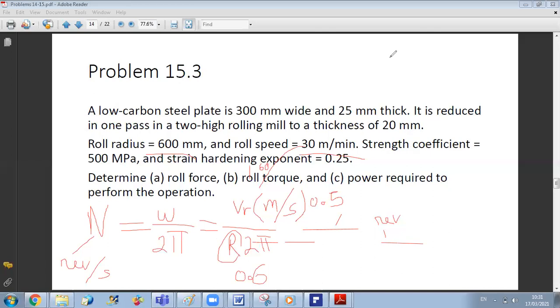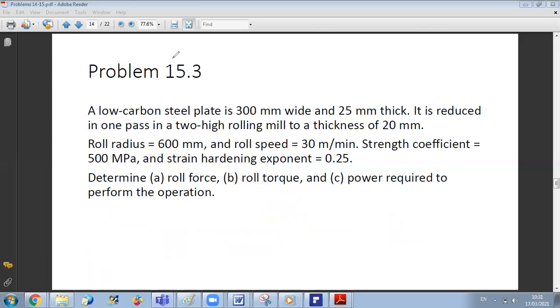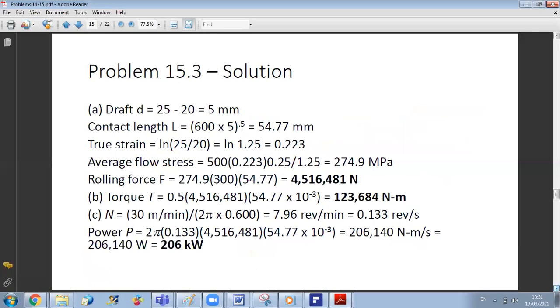Let us see the details of the calculation here. For the draft first, it's T0 minus T final. For the contact length, it's the square root of R times T0 minus T final, which is the draft. I get the contact length. For the true strain, it is ln of 25 over 20. For the average flow stress, it's K epsilon to the n over n plus 1. For the rolling force, it's the average flow stress times the width times L. So I get my force in Newton.